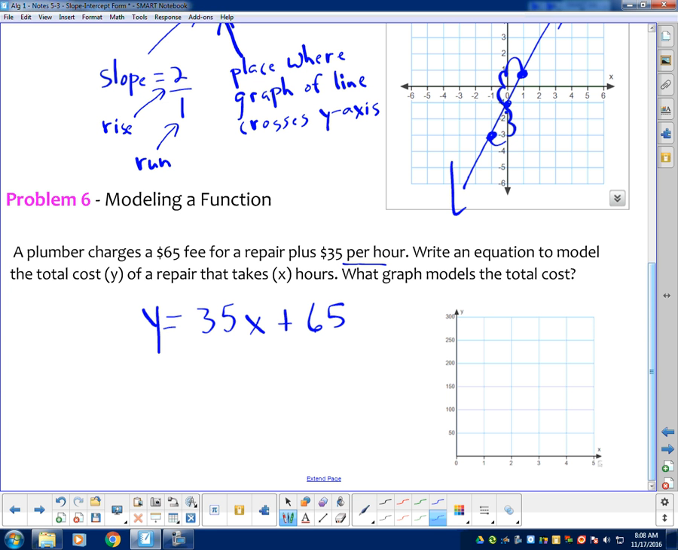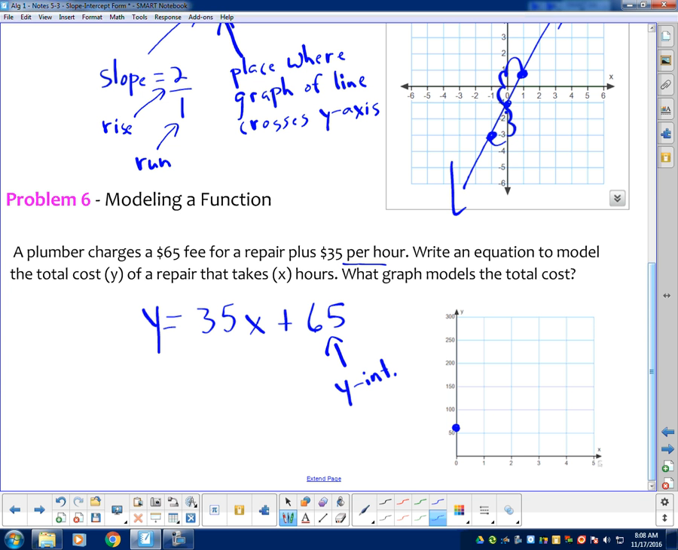So it says write an equation to model the total cost of a repair that takes x hours. What graph models the total cost? So it's a linear function. Let's go ahead and graph that linear function. 65 would be the y-intercept, which would be somewhere around right here. And then from there I'm going to go up 35 and over 1, so that's going to be a little tricky from here, but I'll try to estimate it here.